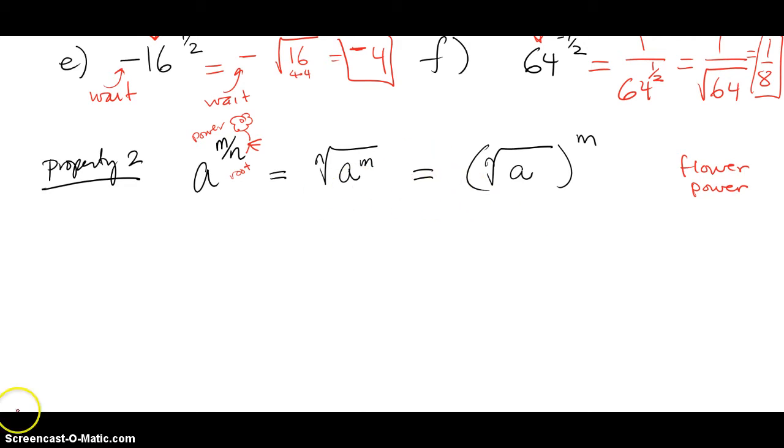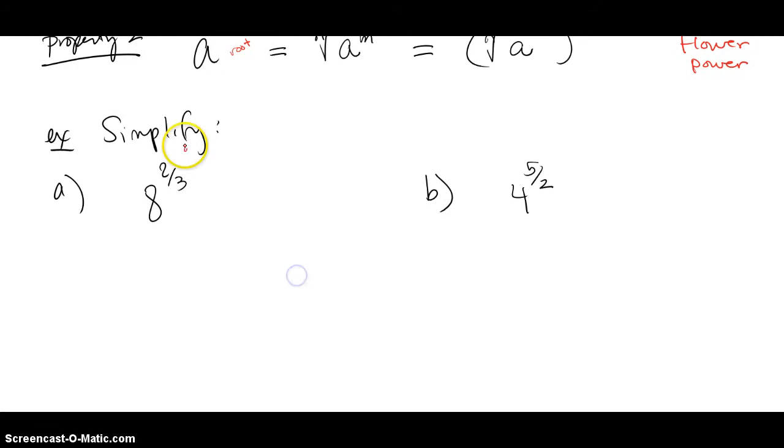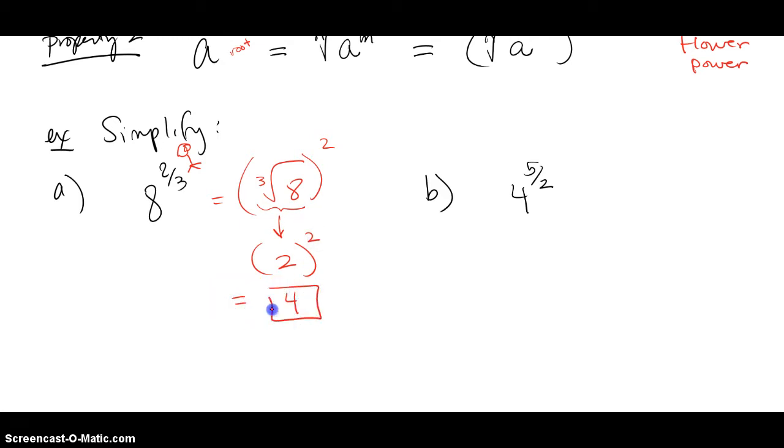Let's look at some examples. So here's what I mean. I'm going to draw my little flower next to the power, which means I have 8 with a root of 3 and a power of 2. Now what's the cube root of 8? The cube root of 8 is 2. With a power of 2 waiting outside, my answer is 4. So all I did was use the flower power.